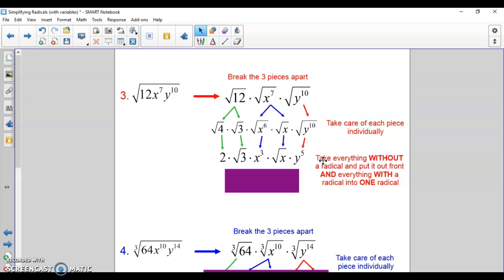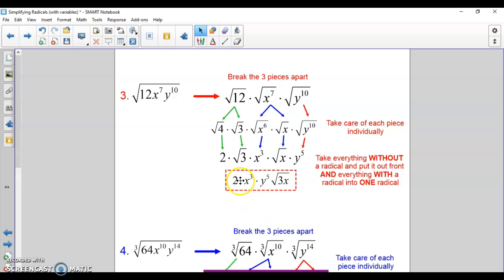Now, last part is just reorganizing. Work's done. Now I just reorganize. Take everything without a radical and put it out front. So out front you're going to see this, 2x cubed y to the 5th. Then put everything in the radical all together. I have a 3 inside and an x inside, so I just put it in together as 3x. That's it. That's your answer.